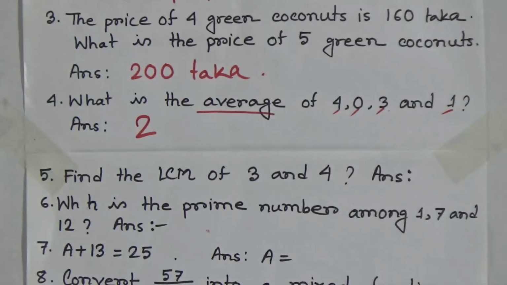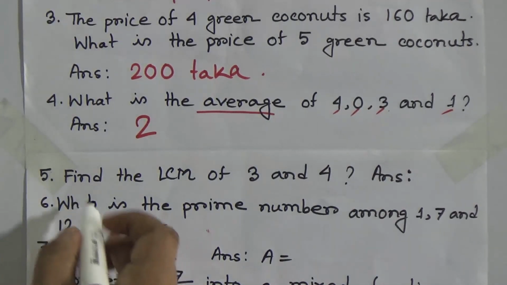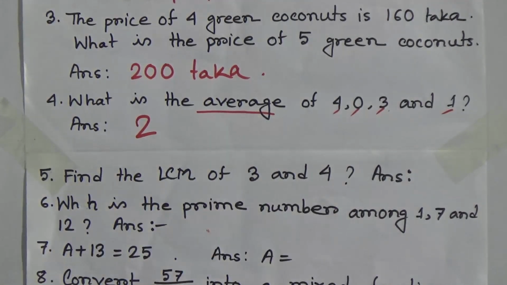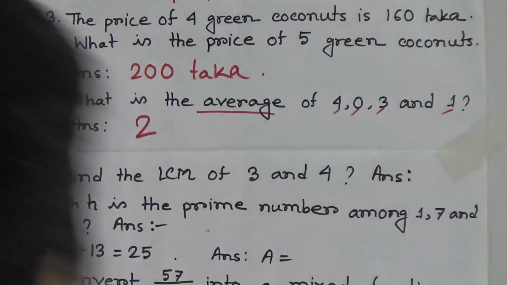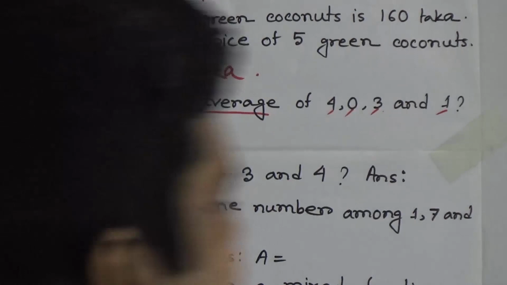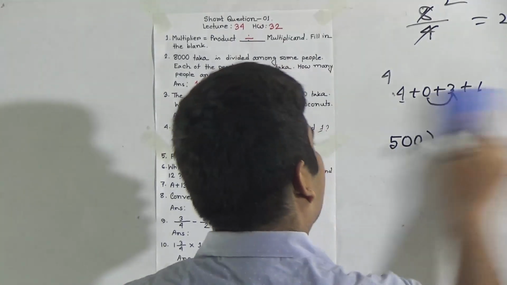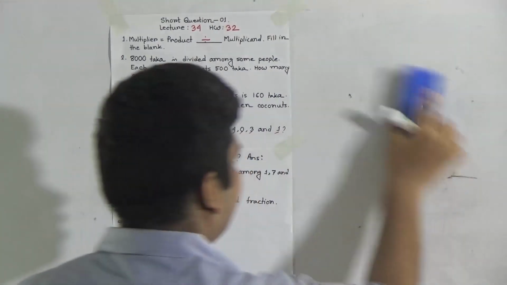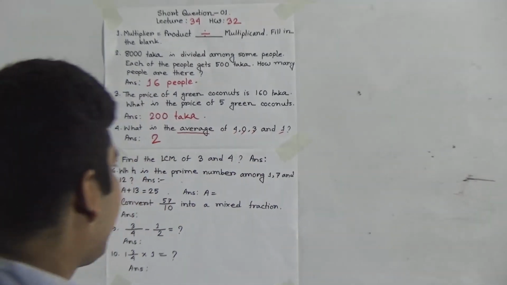Okay. Next on, find out the LCM of 3 and 4. My dear student, what do you mean by LCM? LCM means least common multiple. Here we use the prime factorization method for 3 and 4.